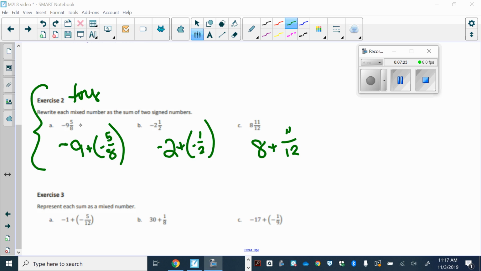Why don't you pause the video and try exercise 3, A, B, and C. How did you do? All we're doing now is reassembling, combining our whole number with our fraction and keeping the sign. If I move to the left 1, and then I move a little bit more to the left, I've moved to the left 1 5/12. Why do we need to do this? You'll see in a few moments.